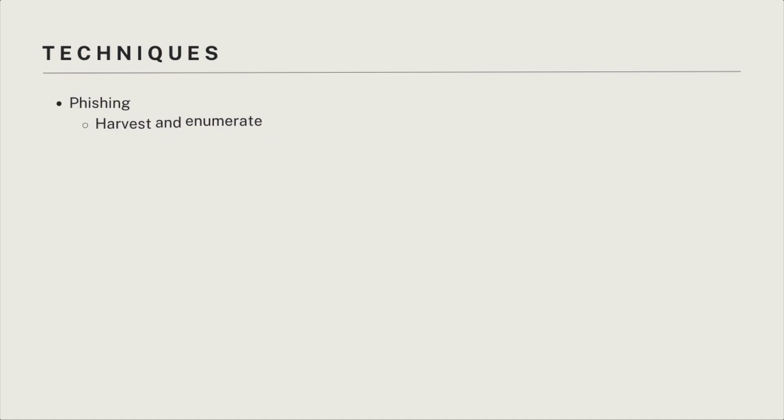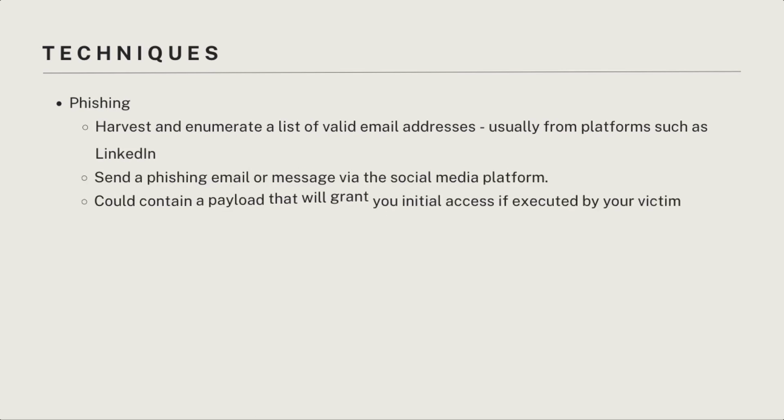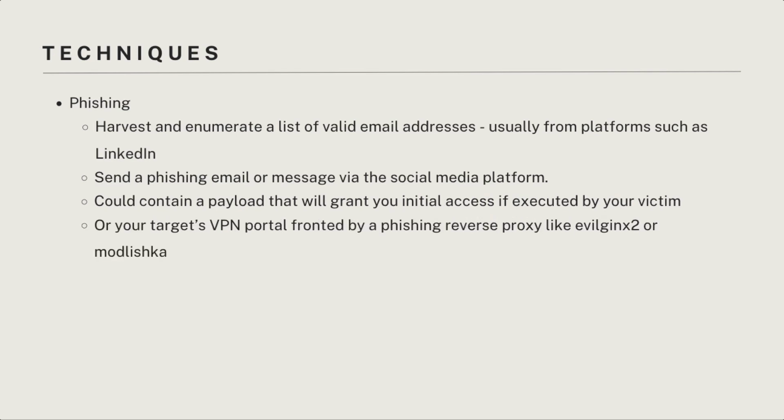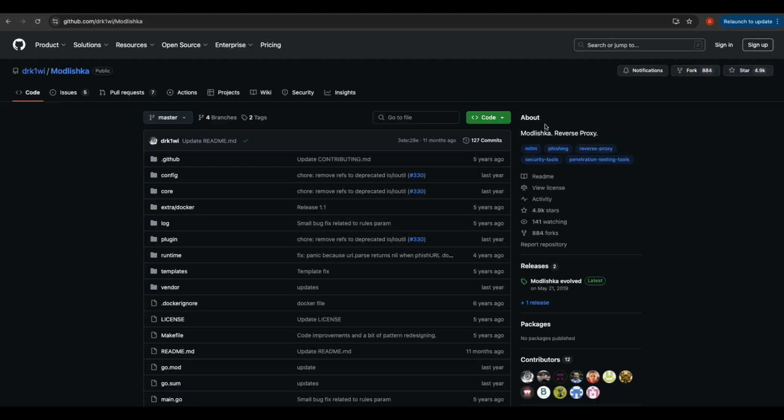Next, phishing. In order to conduct phishing, you will need a list of targets. You will need to harvest and enumerate a list of valid email addresses or a list of targets' contact details. And this is usually from platforms such as LinkedIn. Phishing could be sending a message that contains a payload, which will grant you initial access if it is executed. Or it could be a message that contains a phishing URL, such as your target's VPN portal, fronted by a phishing reverse proxy like Evilginx2 or Modlishka, in order to steal your target's session token.